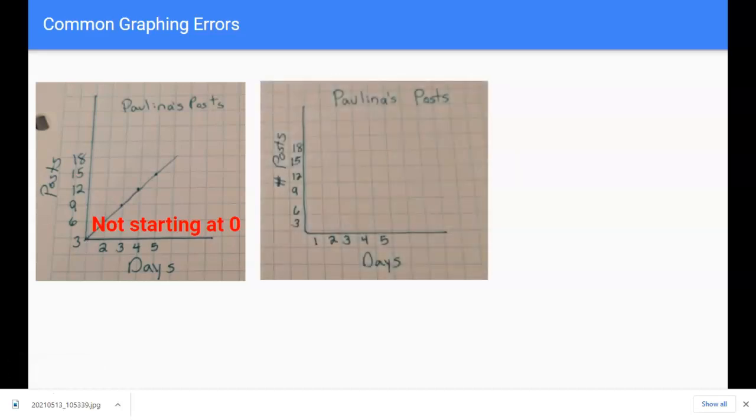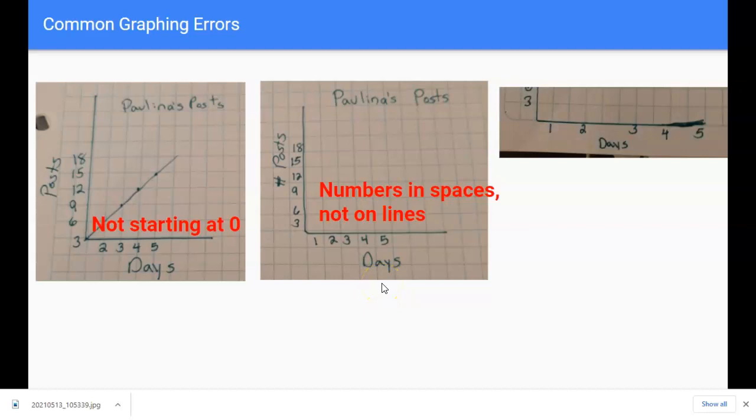Okay? This one has a common error that they've put the numbers in spaces and not on the line. And I know it seems like, well, it'd be easier to see the number if I write it in the blank space. But you have to think about it. If you start here at 0, you're not at 1 until you get to this line. You're not at 2 until you get to this line. So make sure that you're putting your numbers on the line, not in the spaces.